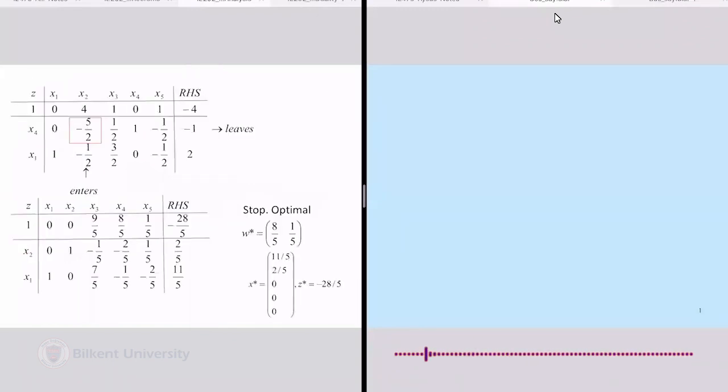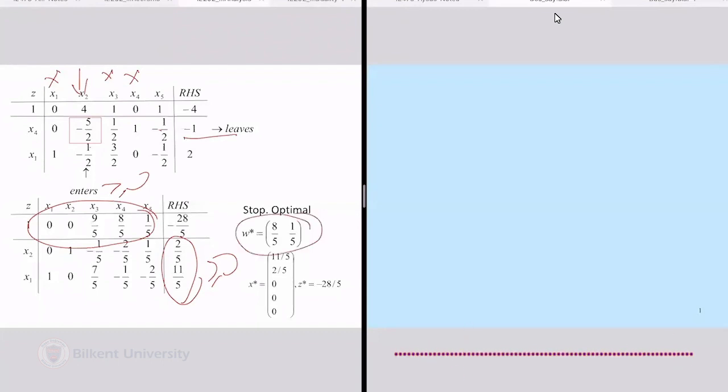Okay. This one is going to leave. This is the only negative entry. I look at my ratios. This is invalid. This is invalid. This is invalid. This is invalid. I'll only check these guys. 4 over 5 over 2, 1 over 1 over 2. This is the smallest one, so x2 enters. As you see, in the next iteration, we're done. Primal feasible, dual feasible. Complementary slackness is always there anyway. So, optimal. We're done. This is the dual vector.